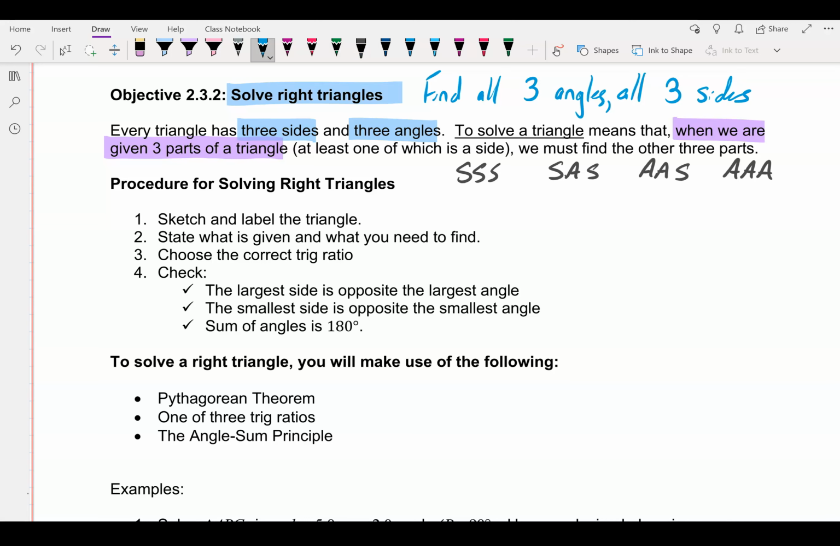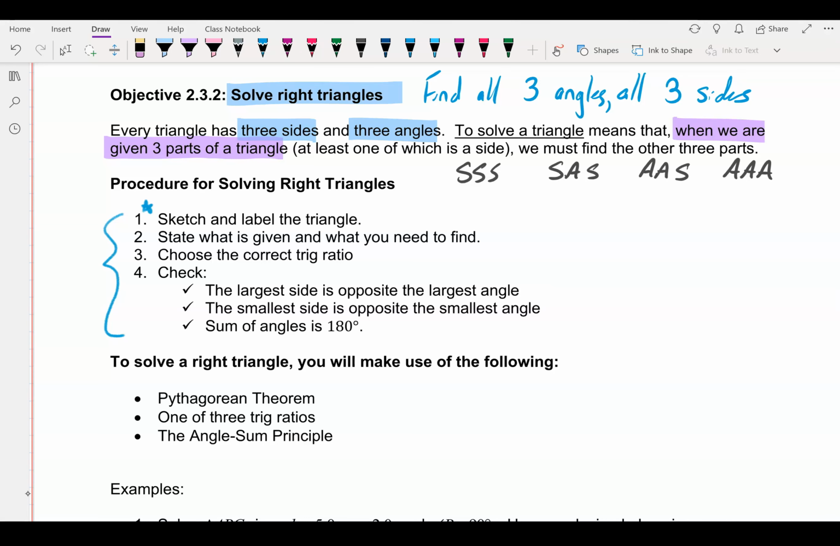So the procedure is given here. You're going to sketch and label the triangle. That's absolutely crucial that you do that. You're going to state what's given and what you need to find. You're going to choose the correct trig ratio at some point along the way. And then you're going to check a few things: that the largest side is opposite the largest angle, for example, 90. Smallest side is opposite the smallest angle. Sum of the angles is 180. This stuff can be a little bit confusing to think about, so maybe don't worry about it for now, but we will use it.